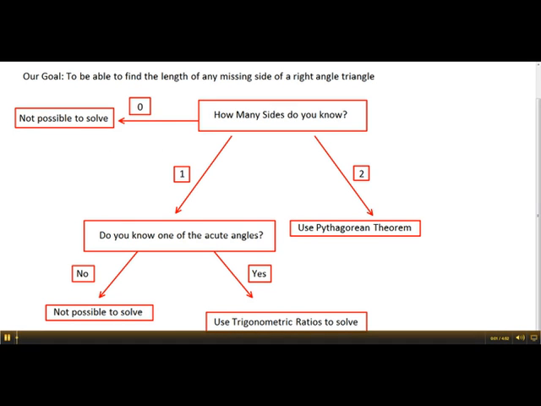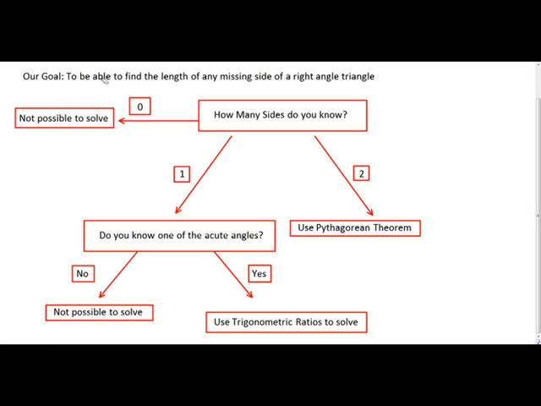Hello students, and today we're going to be taking a look at solving right-angled triangles. So what does that mean? Well, our goal is to be able to find the length of any missing side of a right-angled triangle. And that's what it means to solve, to be able to determine what all measurements are. So I've got a bit of a flow chart here to help us out. So let's take a look.